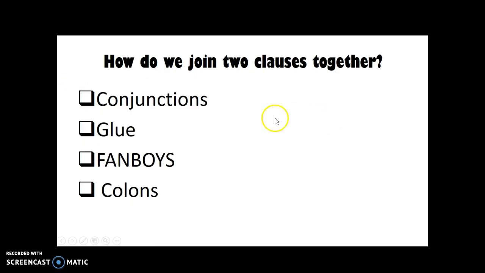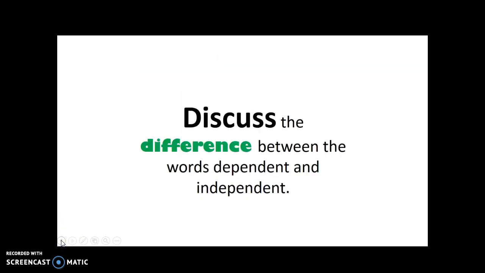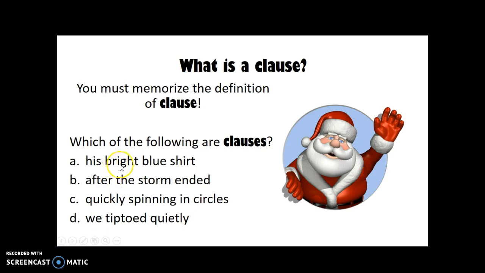So the next step in the lesson is going to be joining clauses together. So that's what we're going to talk about next, and we're going to talk about conjunctions and fanboys and swabbies and all of that, but that is going to be an entirely separate video or screencast. The last point that I want to make is over here with dependent and independent clauses.